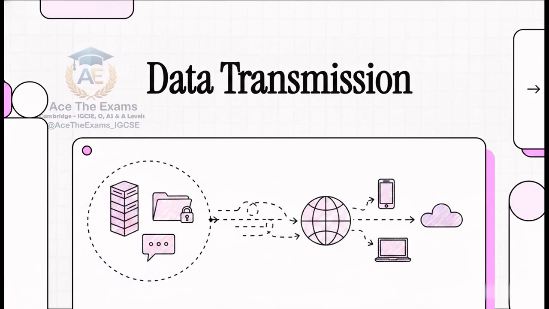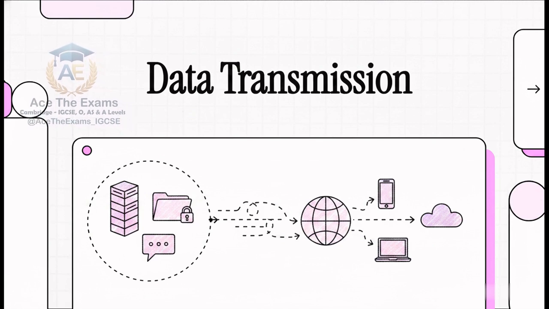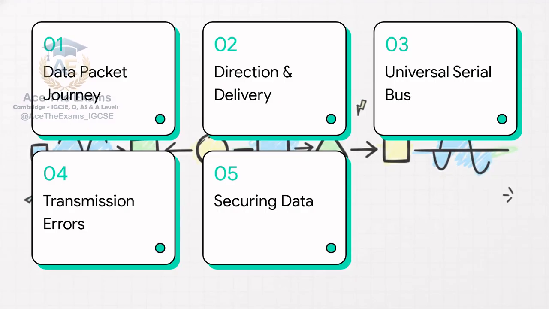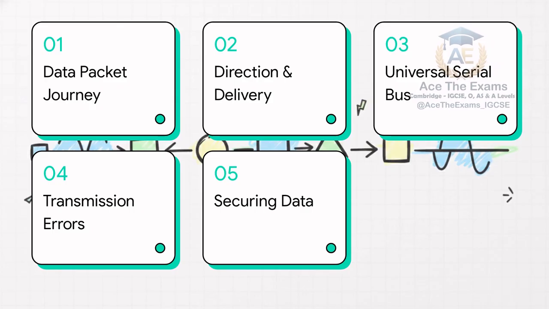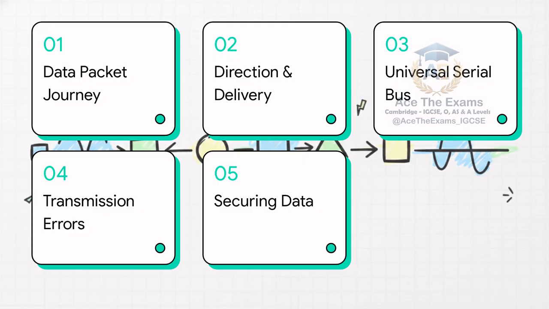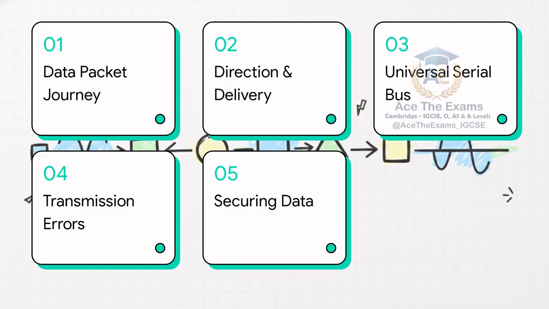Pitch your answer to the board. Justify every point with data and strategy. Let's get into it. Here is our strategic agenda for today's session. We are covering the 5 pillars of data transmission: the data packet journey, direction and delivery methods, the universal serial bus, catching transmission errors, and finally, securing data with encryption. But remember, we aren't just reciting textbooks here. We are analyzing how Cambridge tests these exact topics.